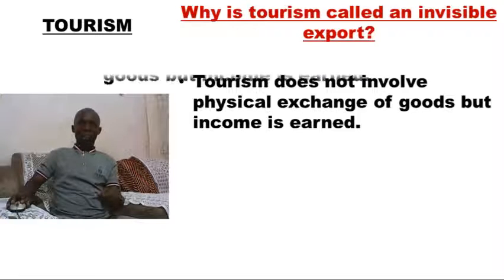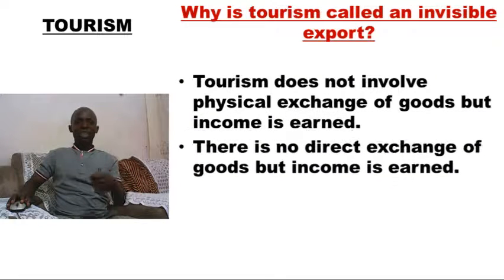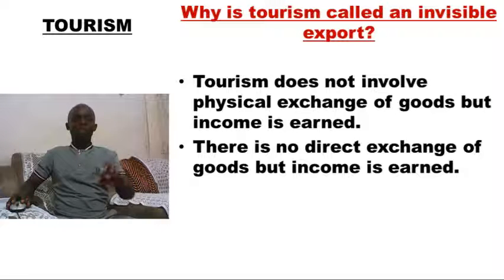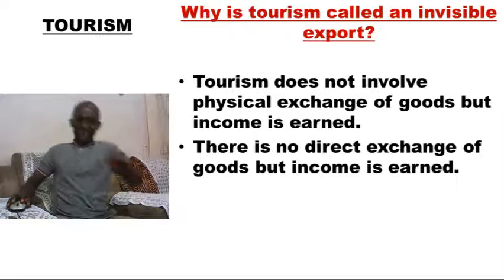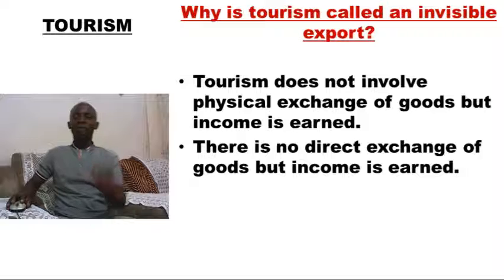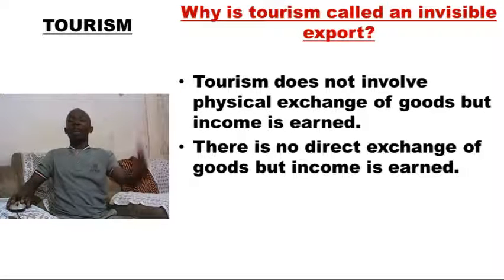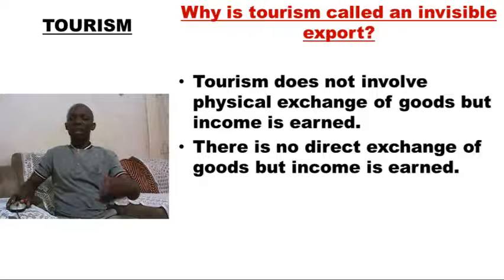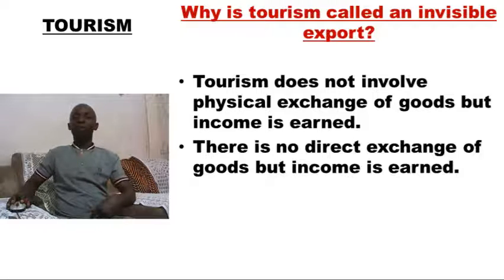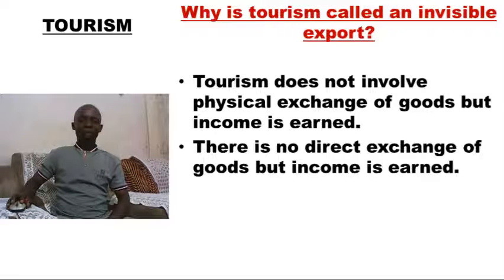Another way you can answer, we can also say in tourism, there is no direct exchange of goods, but income is earned. You don't go to visit a certain national park and then you say, I'm going to buy an elephant, and then you come with it. No, you only watch, but you don't pay. So that's why tourism is called an invisible export.